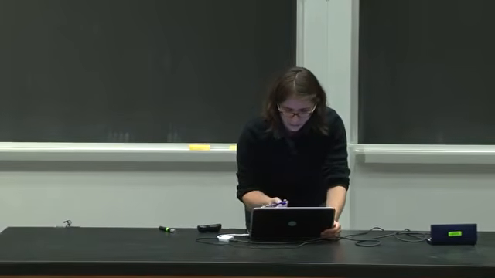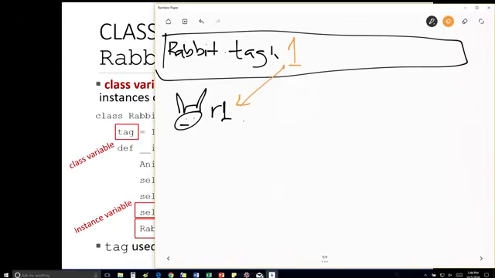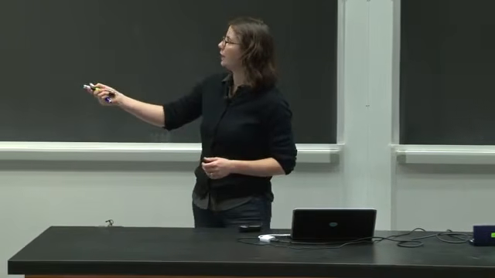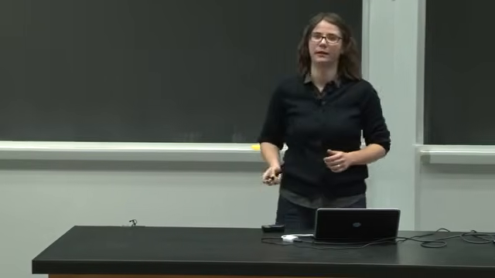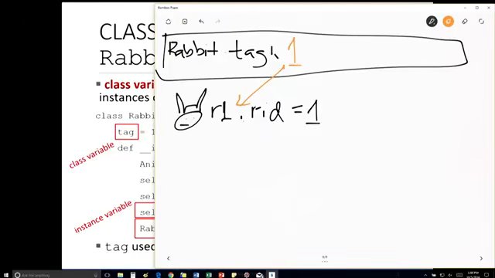Initially, when I first create this new rabbit, it's going to access the class variable, whose current value is 1. So when I create the rabbit ID, r1.rid, this is going to get the value 1. And according to the code, after I set the rabbit ID to whatever tag is, I'm going to increment the tag. So I go back up here and increment the tag to be 2.